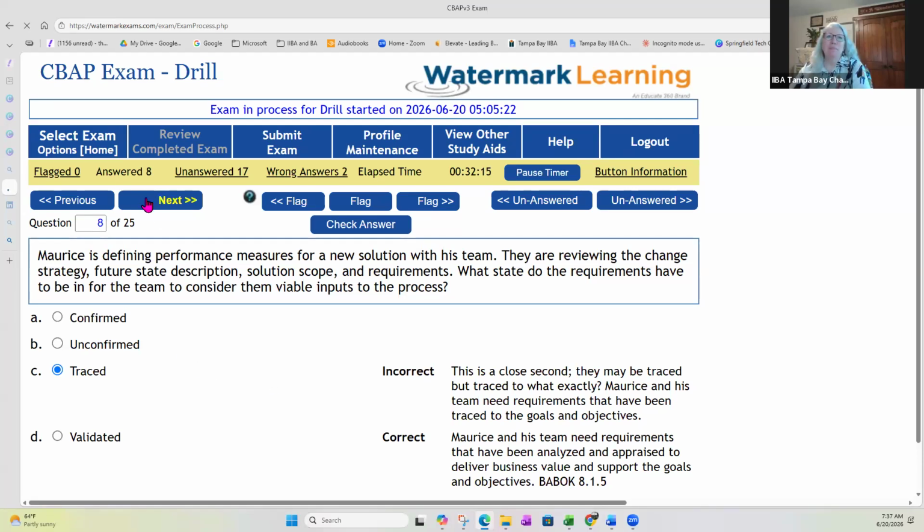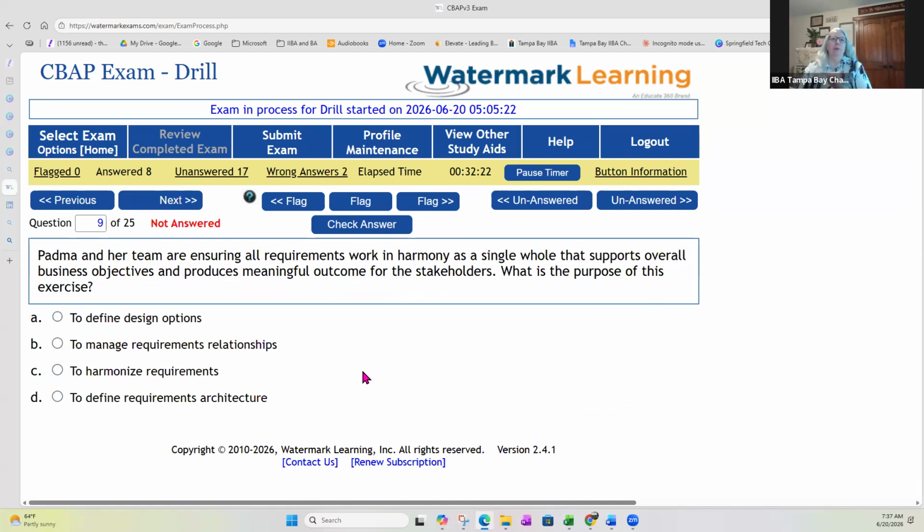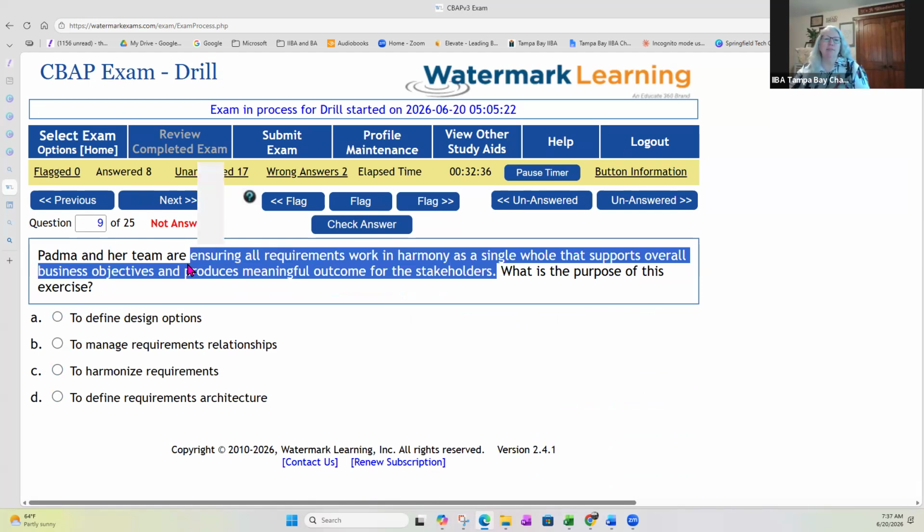Okay, let's move forward. Oh, I'm sorry, let me put that back on what we actually chose. Okay. Padma and her team are ensuring all requirements work in harmony in a single whole that supports the overall business objectives and produces meaningful outcomes for the stakeholder. What is the purpose of this exercise? What task is this, guys?